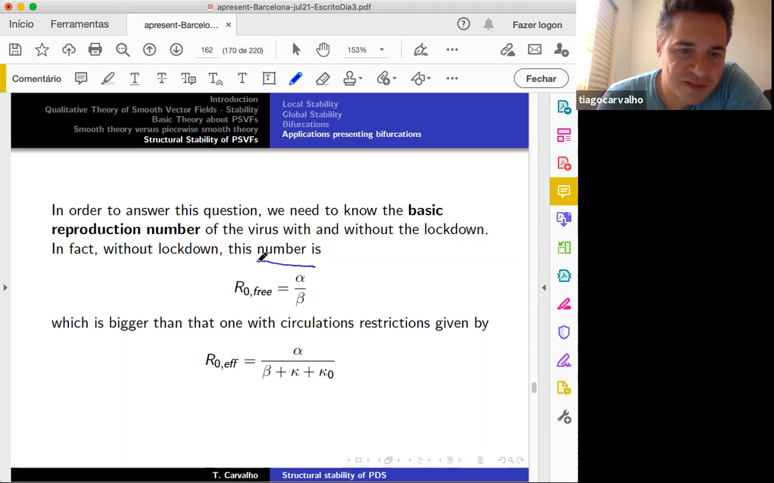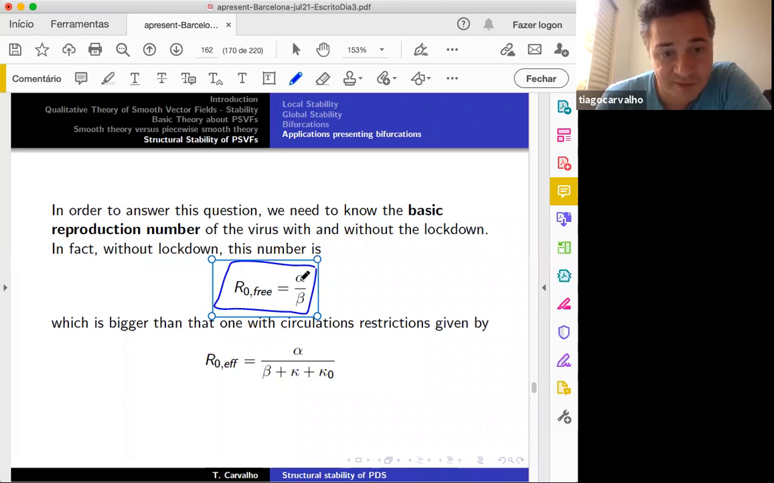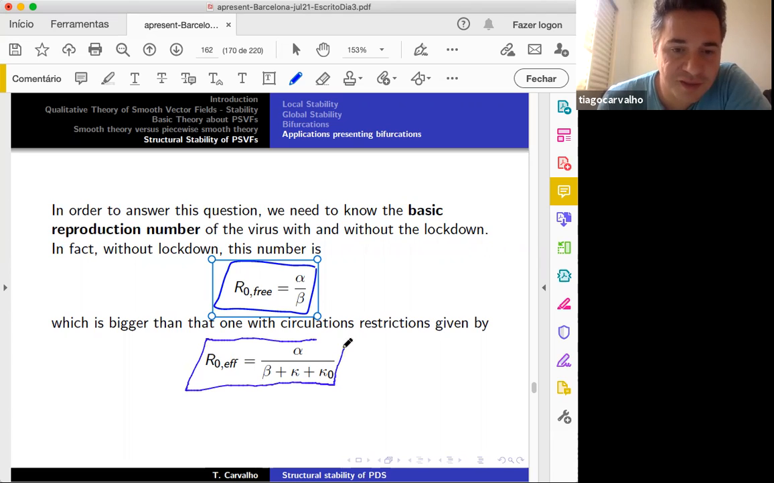So there is a basic reproduction number of the virus if we have no restrictions, and another basic reproduction number if restrictions are imposed. Of course, this number is bigger than this one. And there are some ways to measure these numbers.